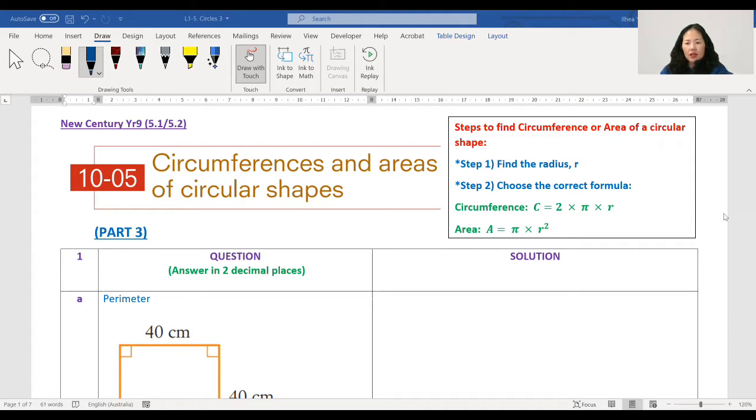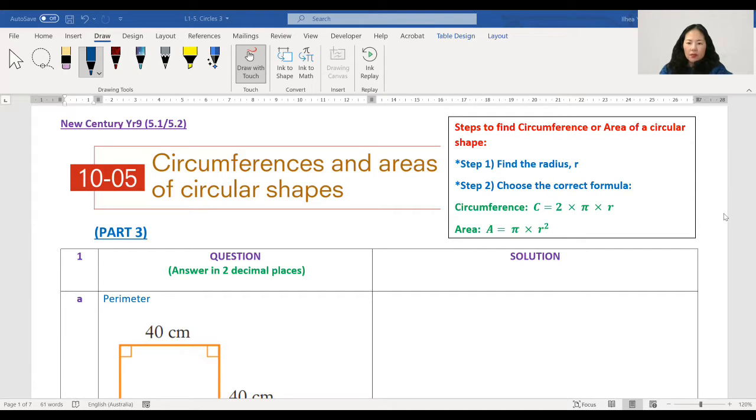Steps to find the circumference or area of a circular shape. We always need to find the radius, r, which is half of diameter. And after you find the radius, this is just for the circular shapes, okay? And then you need to decide whether the question is about finding a circumference or the area. If it's a circumference, you will do C equals 2 pi r. And if it's area, you will do pi r squared.